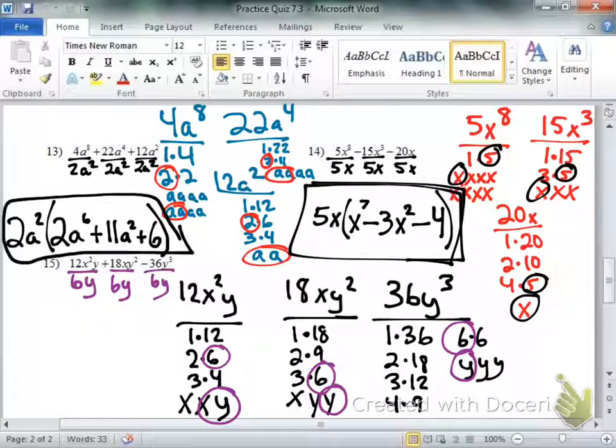We're not even done. 6y goes in the front of my answer. 12 divided by 6 is 2. You had x squared with an extra y. So the y is going to be gone. We're just going to have the x squared part.